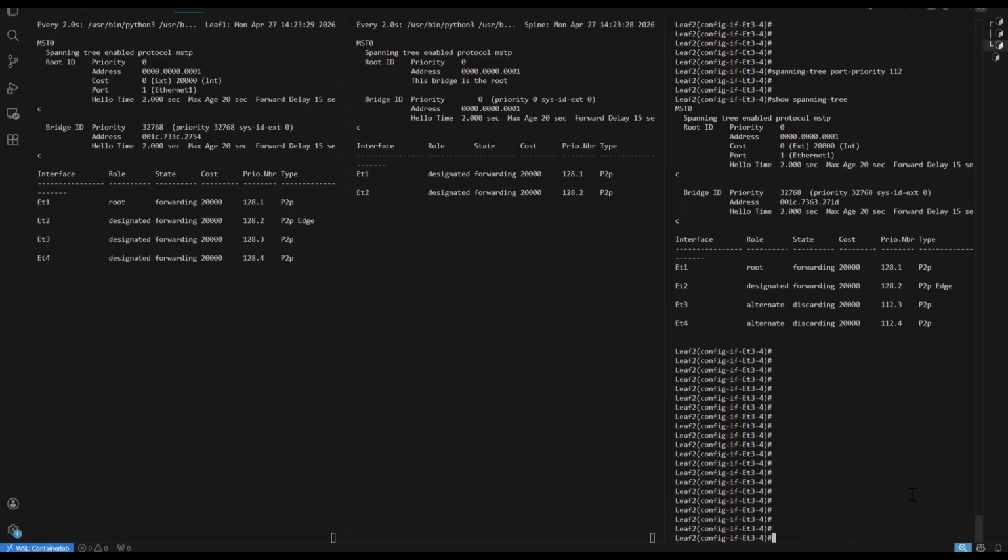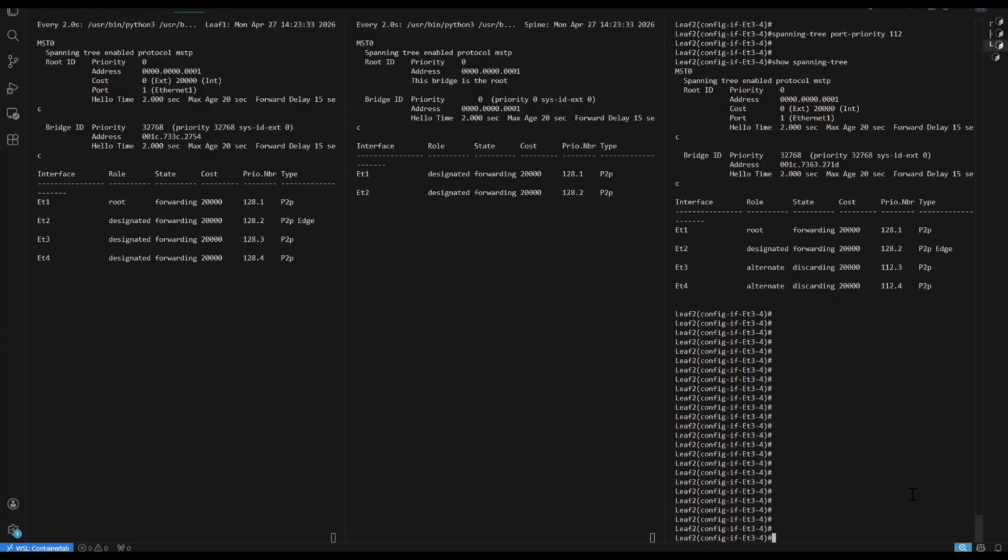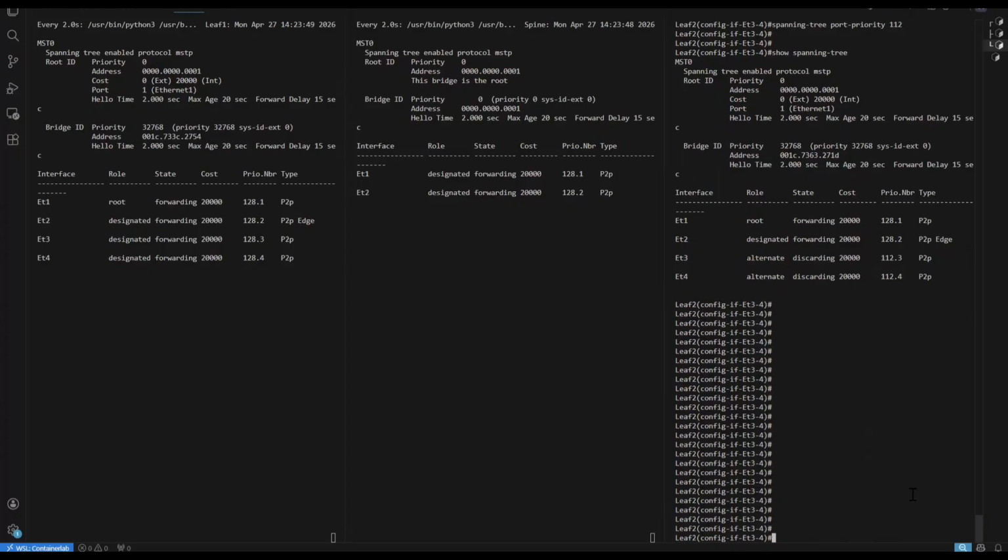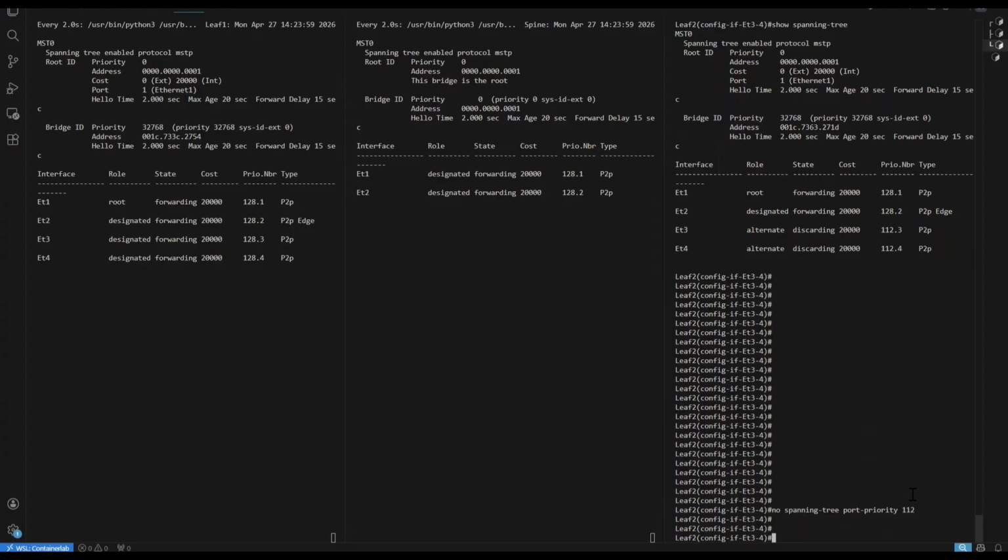Okay, even with the port ID configured, it's not changing. So port ID doesn't matter. It's the root path cost and the bridge ID, then MAC address, not the port ID. Even though I configured a lower port ID, they are not becoming designated. So port ID is not a factor in the designated port election. It came into play in the root port election. The root port, we were able to see that, but the designated port, you're not seeing that.